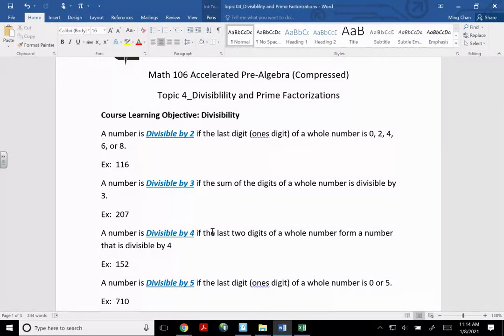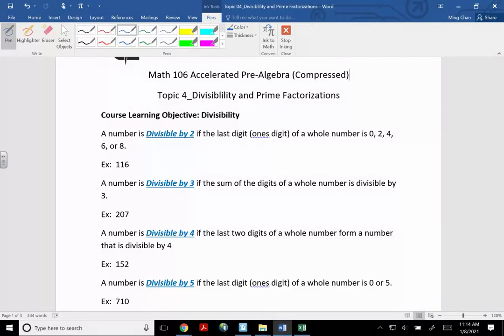Divisibility by 2. A number is divisible by 2 if the last digit, which is in the ones position, of a whole number is 0, 2, 4, 6, or 8. So we look at the ones position. If that digit is 0, 2, 4, 6, or 8, then this number is divisible by 2. What that means is 2 can actually go into it.